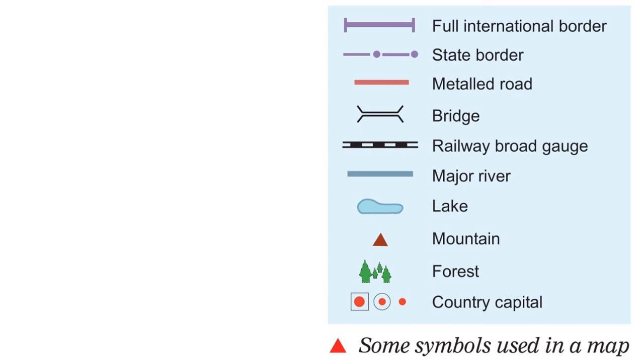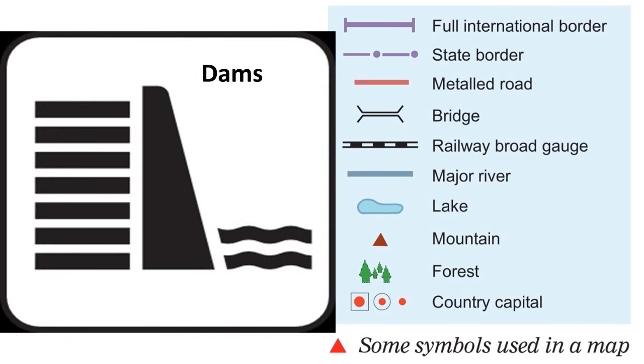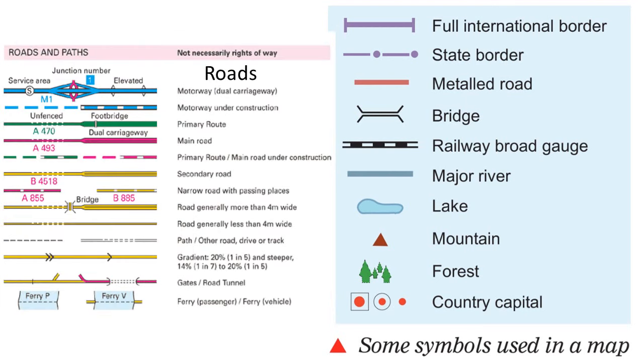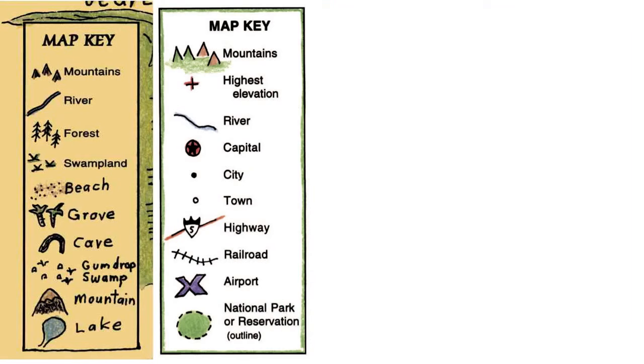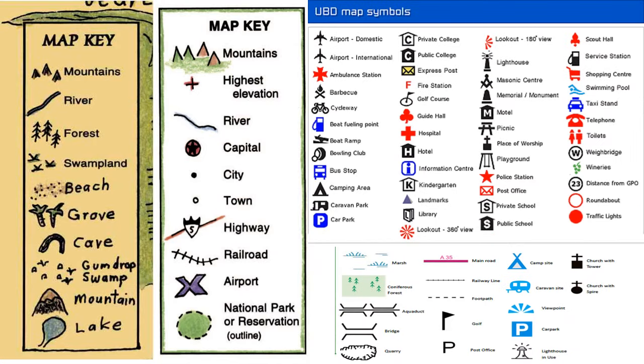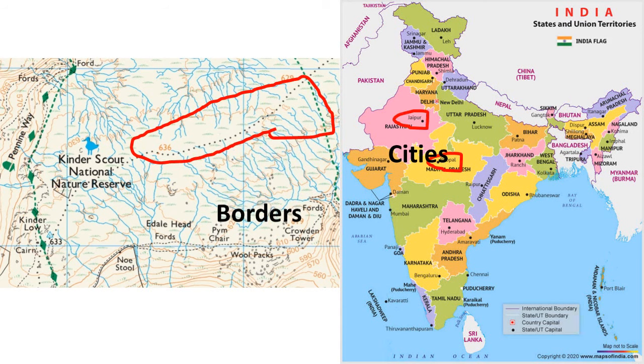Now let us look at the symbols used on the map. Symbols are used to represent the physical features of a place, such as bridges, dams, roads, railway tracks, and canals. A key is used to explain the meaning of symbols used in a map. Have a look at some symbols used in a map. Some examples of symbols used are dotted boundaries to show borders and dark dots to show cities.